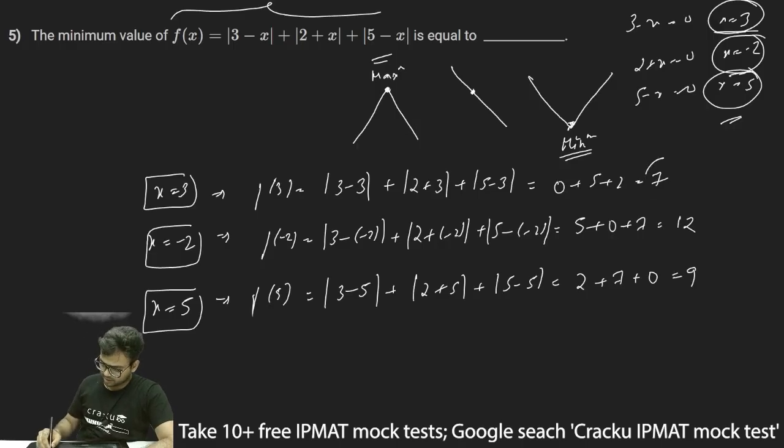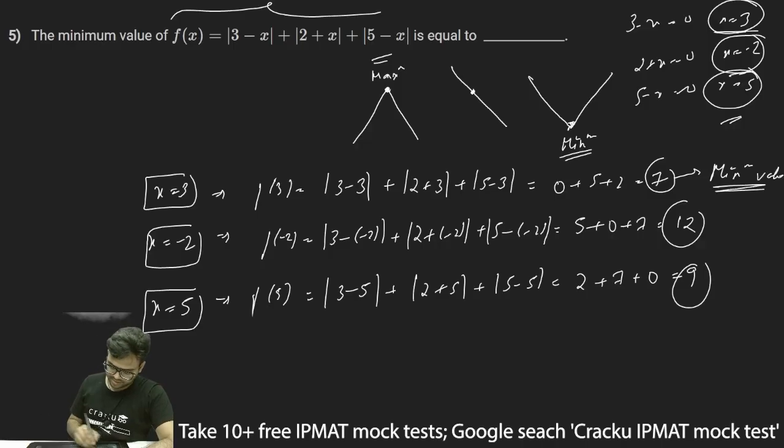Now among these three values, which is the minimum one? The minimum value is 7, which is at x is equal to 3. So the minimum value of f(x) is basically 7.